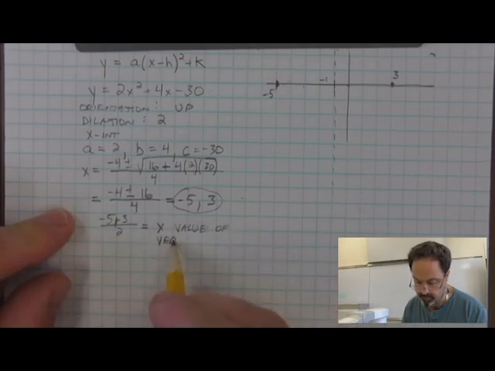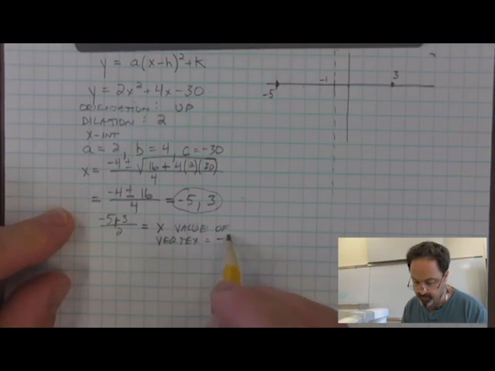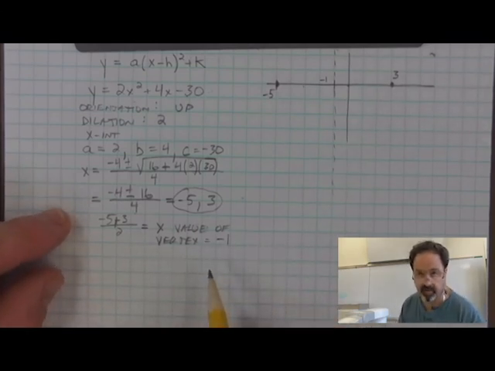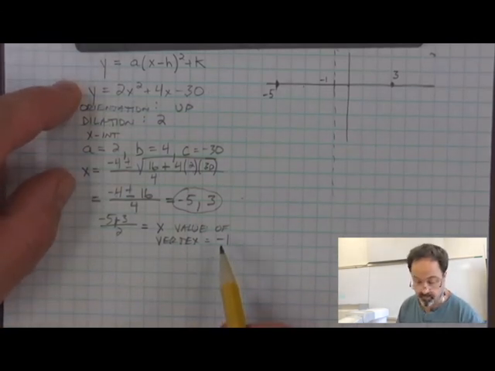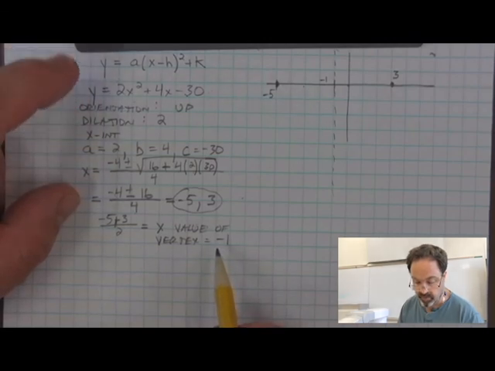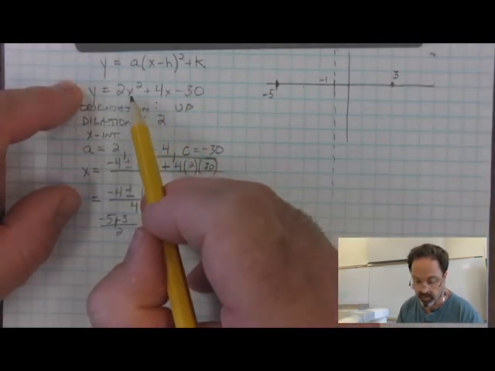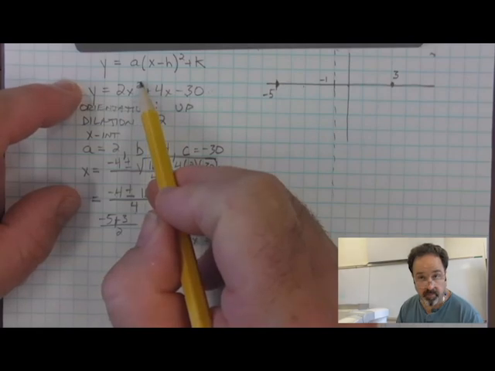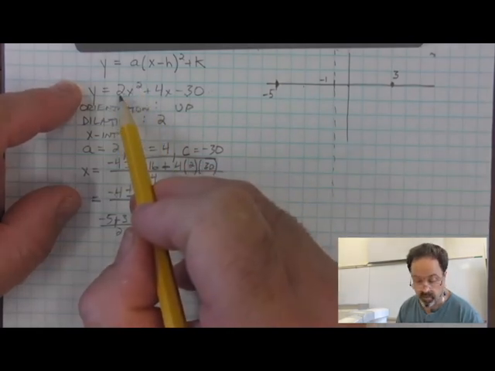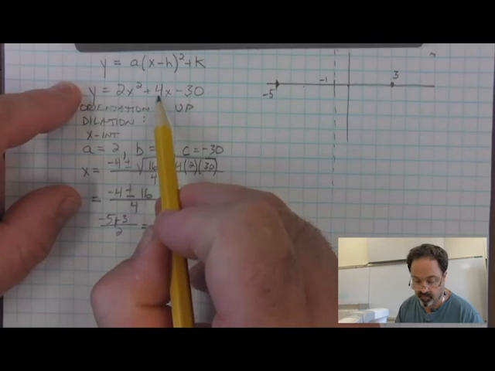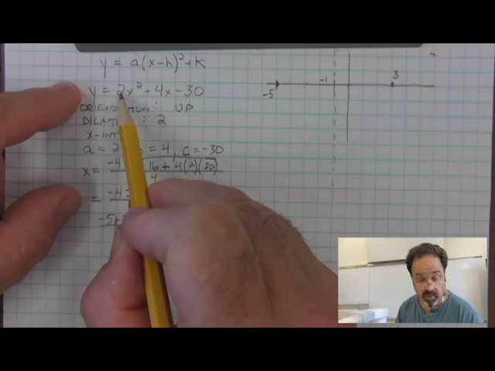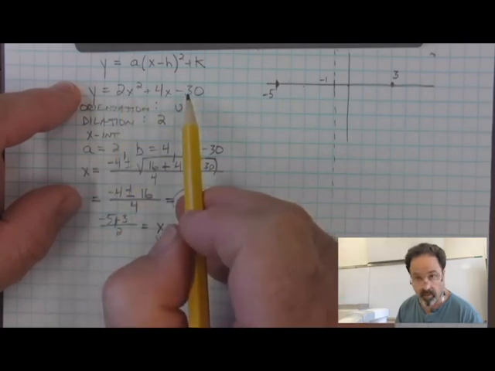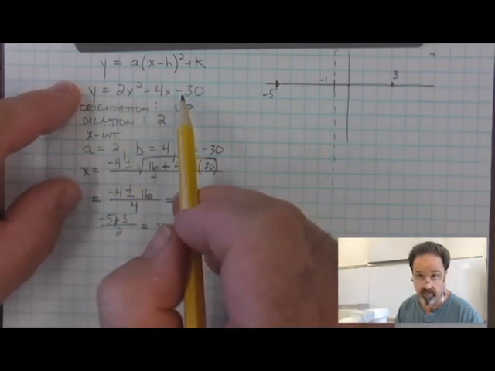And in this case, that's -1. If I have the x value of the vertex, I can put that into my equation to find the y value. I'm going to put -1 into my equation. When I do, I get -1 squared is +1 times 2 is 2. -1 times 4 is -4, so the -4 and 2 will be -2. And then subtract 30 more gives me a y value of the vertex of -32.